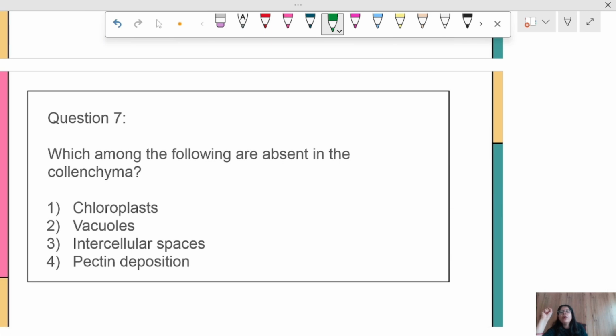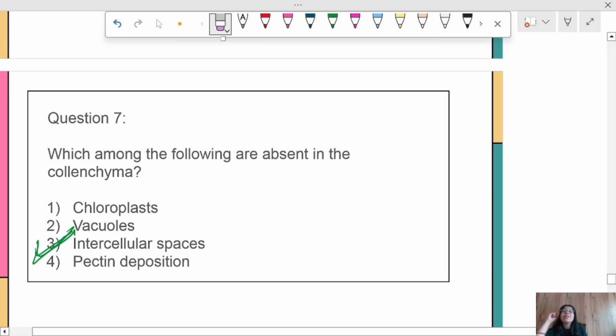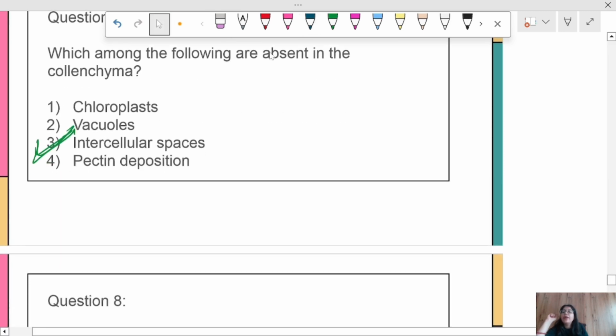Which among the following are absent in collenchyma? What is not present in collenchyma? Can you tell me? Chloroplast is present. Vacuoles, definitely every cell will have vacuole. Pectin is present, but do we have any kind of intercellular spaces? I already told you intercellular spaces are absolutely absent in collenchyma, right?